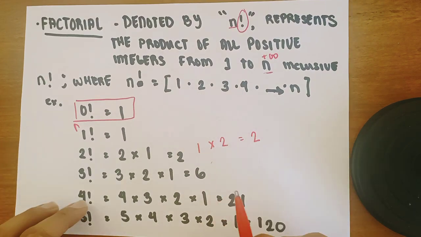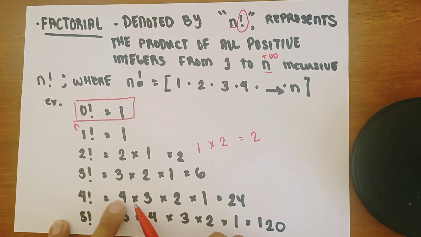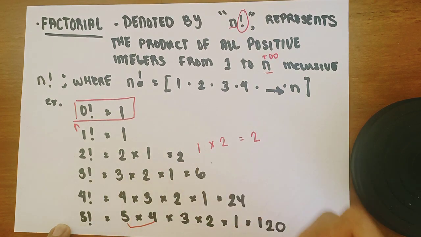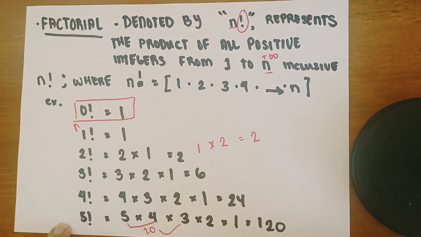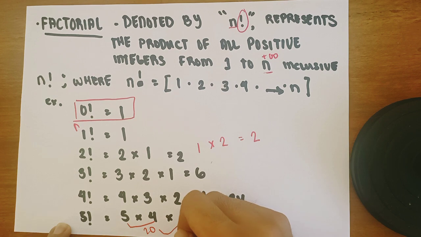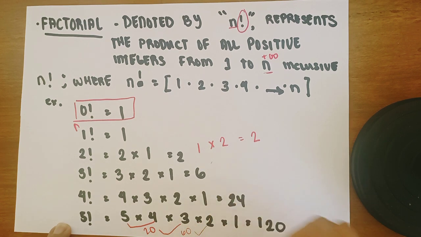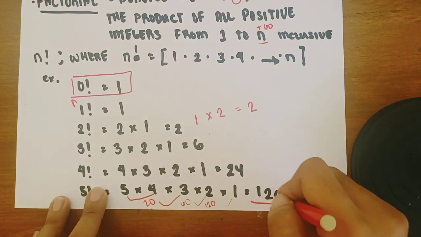Next, 4 factorial. 4 times 3 times 2 times 1, 24. 5 factorial. 5 times 4 times 3 times 2 times 1. So, 5 times 4, it's 20. 20 times 3, that's 60. And 60 times 2, that's 120. 120 times 1, that's 120.